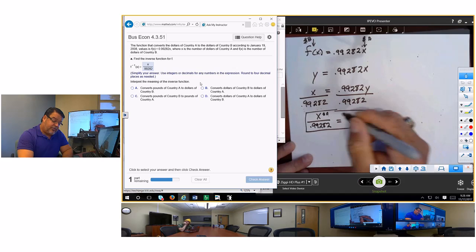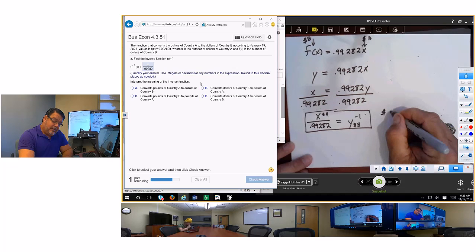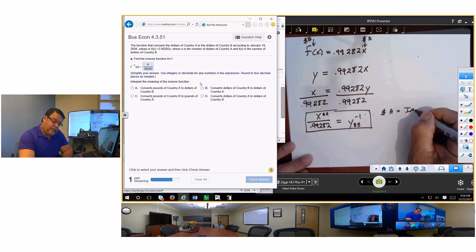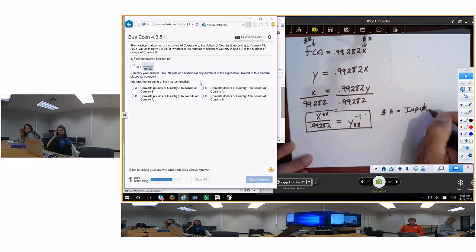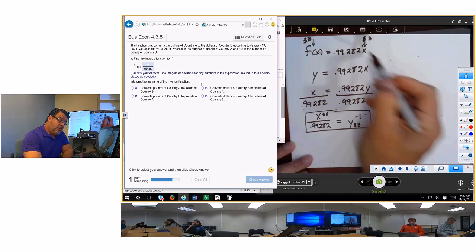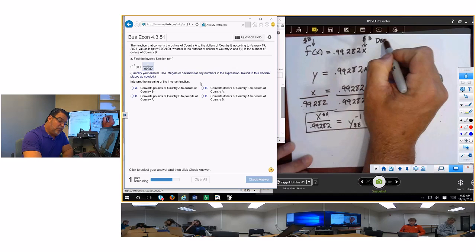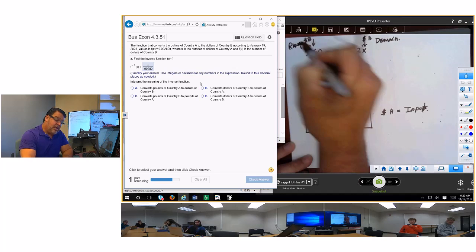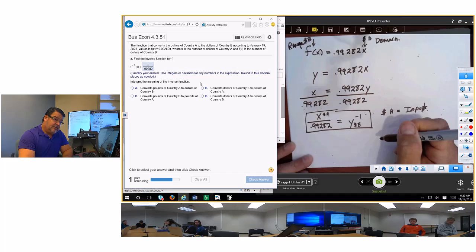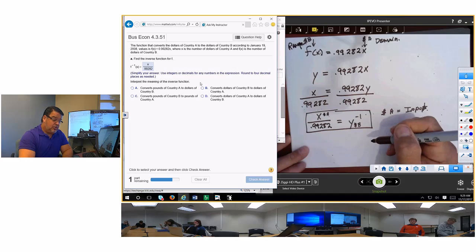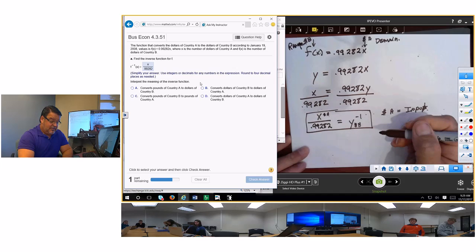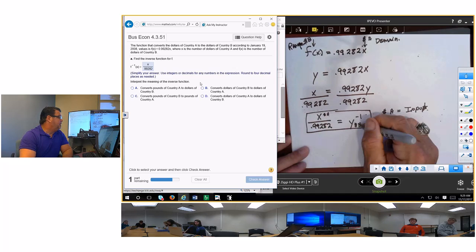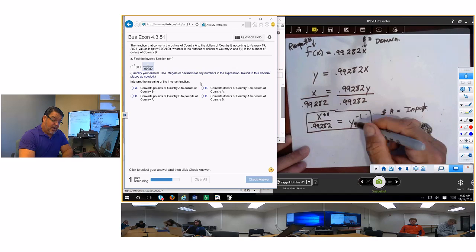So now the dollars for A is input. It's input, and basically here, the dollars for A is your domain. And dollars for B is your range. Now what's happening down here? It's the opposite. Your range is equal to the dollars for A, and the dollars for B is going to be your domain. So this is going to convert dollars for B into dollars for A, or something like that.